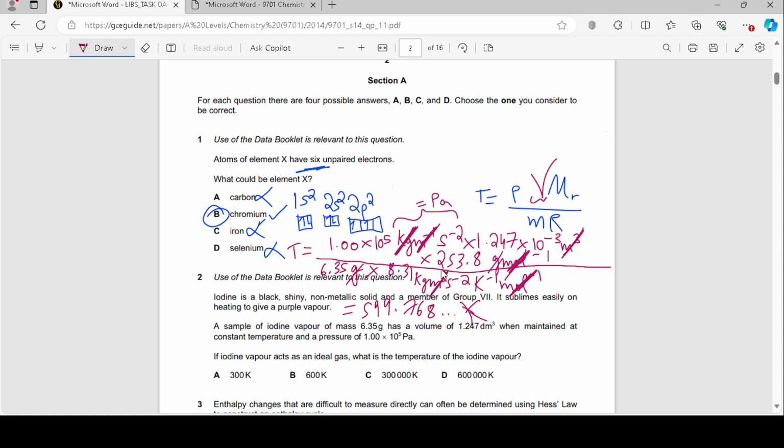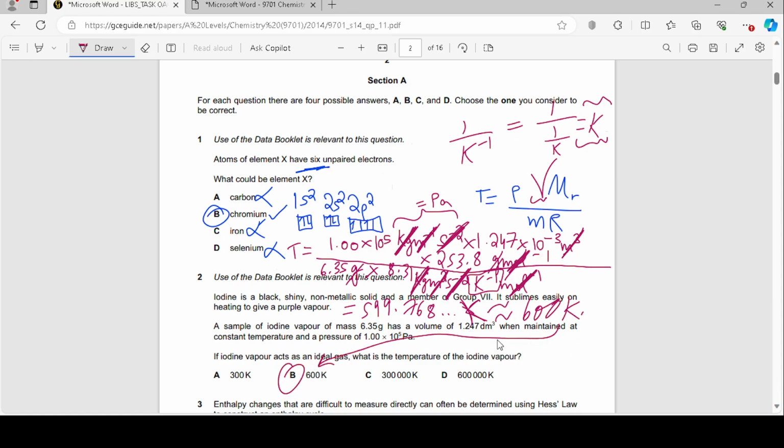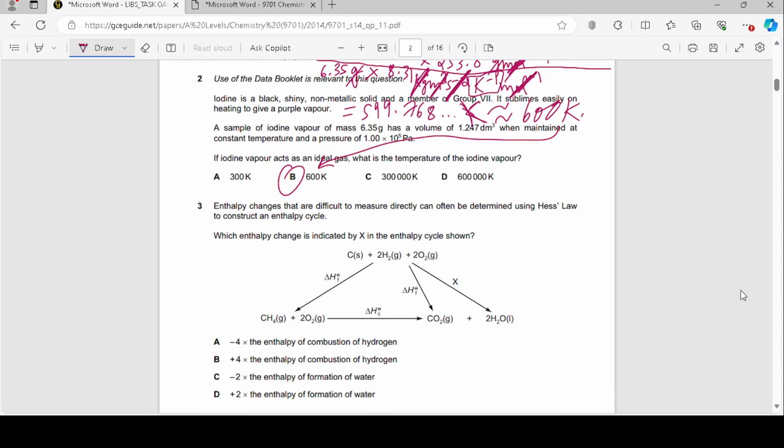Then your kilograms cancel with your kilograms. S to the minus 2 cancels with s to the minus 2. And so you only have 1 over K to the minus 1 left over, which is basically 1 over Kelvin, which is basically Kelvin, right? So yes, you do have units of Kelvin. So our dimensional analysis was correct. Anyways, this is approximately 600 kelvins, and so our answer must be B. Okay, great. Now let us go to the next question.